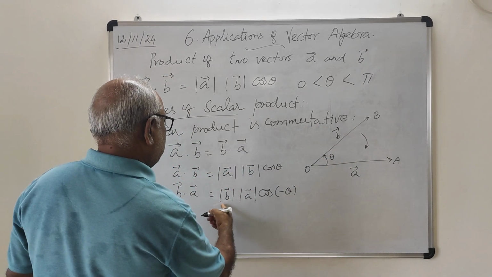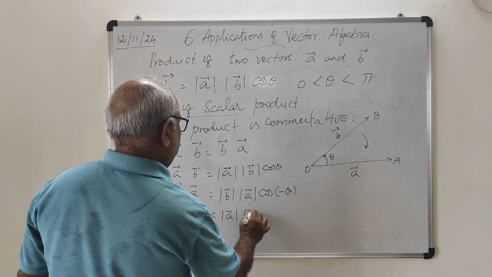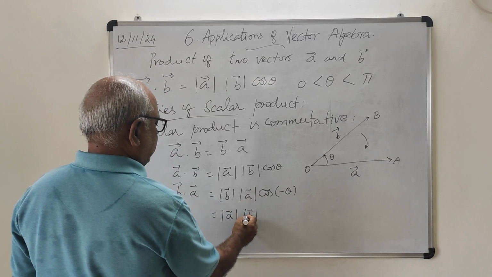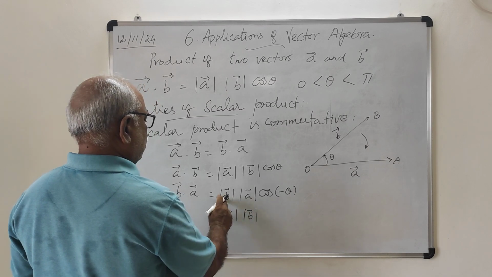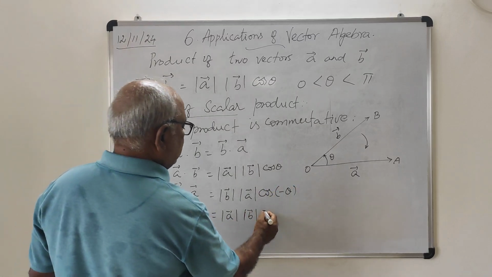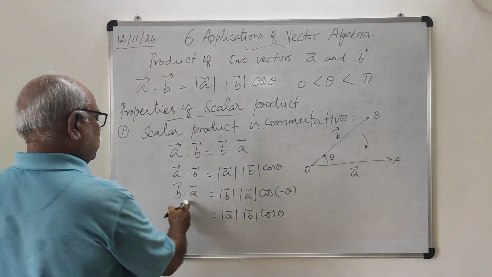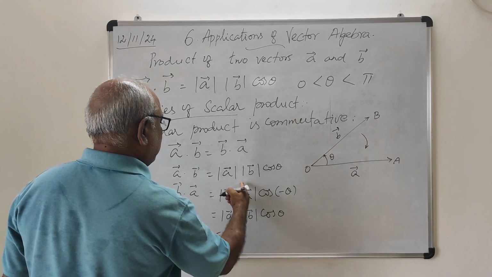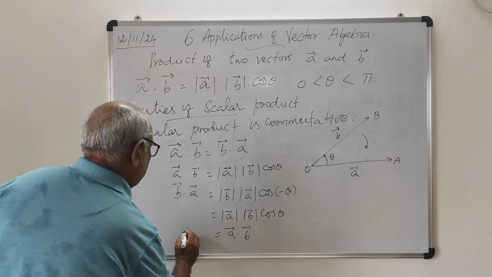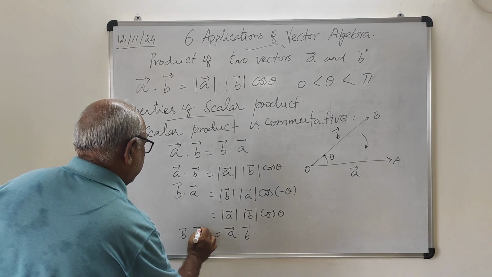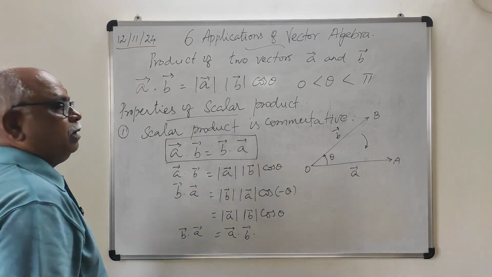You know, B into A is the same as A into B, both are same. So I can write it as mod A mod B instead of mod B mod A, cos of minus theta. You know cos of minus theta is cos theta. Therefore B dot A is also mod A mod B cos theta. It is A dot B. So A dot B equal to B dot A is derived, therefore the dot product is commutative. The property is derived. Okay?